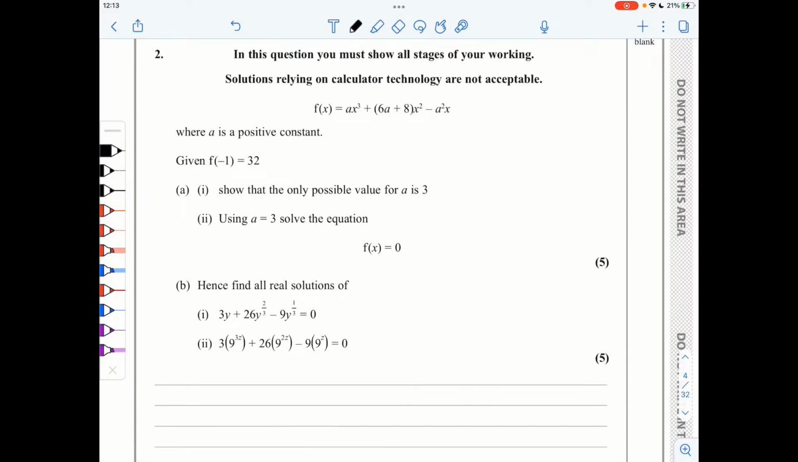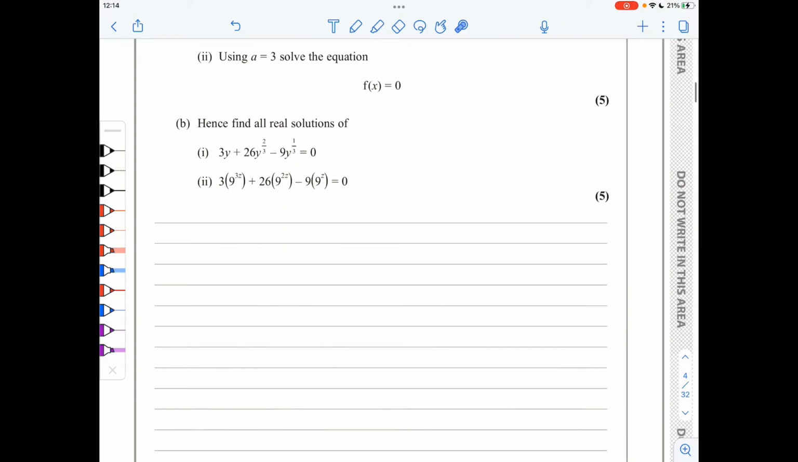In question 2, we are being given f of x here in terms of a constant, a positive constant alpha. And we are also told that f of minus 1 is 32. And we need to show that the only possible value for alpha is 3. So what we could do is actually substitute x with minus 1. So f of minus 1 is 32, means that a times minus 1 cubed plus 6a plus 8 times minus 1 squared minus a squared times minus 1 is 32.